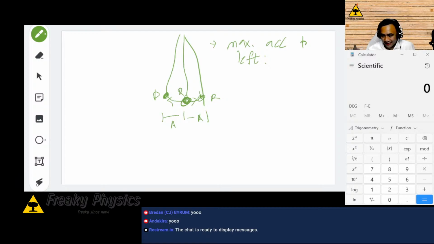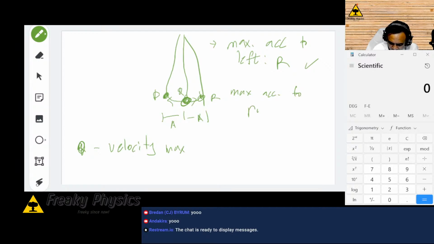I'll tell you why later, in terms of common sense and then in terms of the equation. Is Q the highest velocity point? Correct, Q is the highest velocity point. Velocity max. Then if it's to the left, it's R. Yes, correct, R is correct. So max acceleration to the right is what?